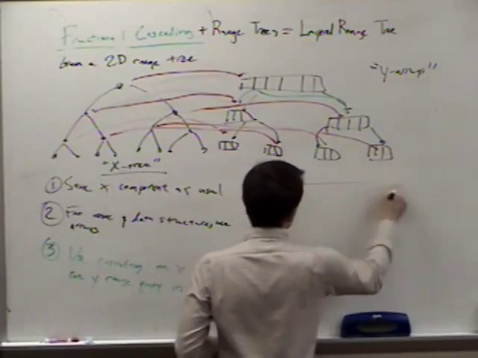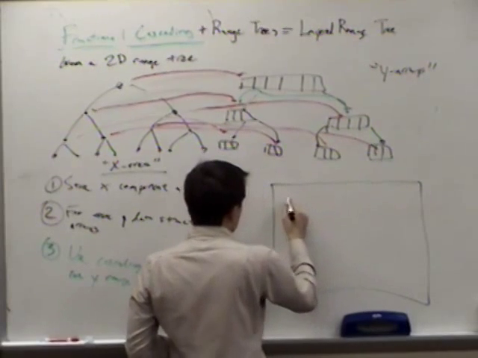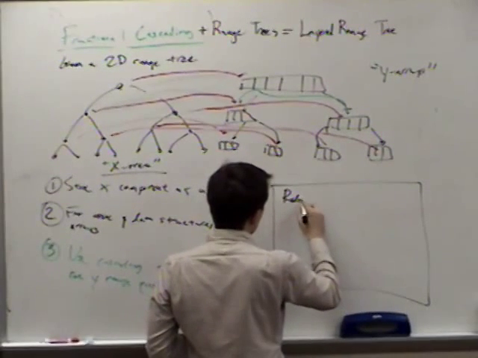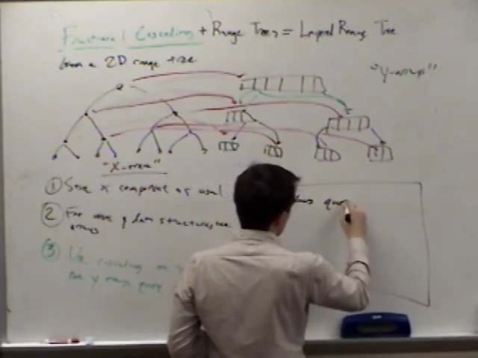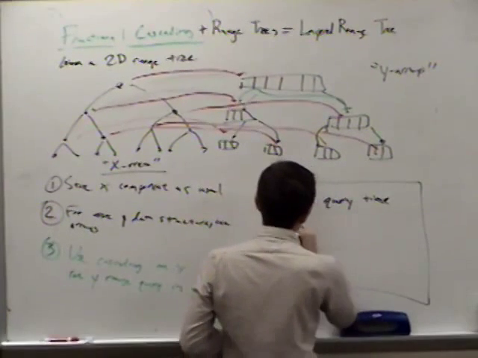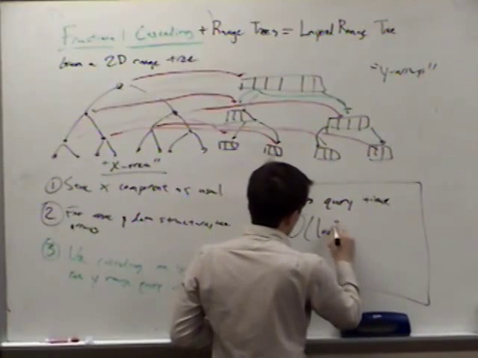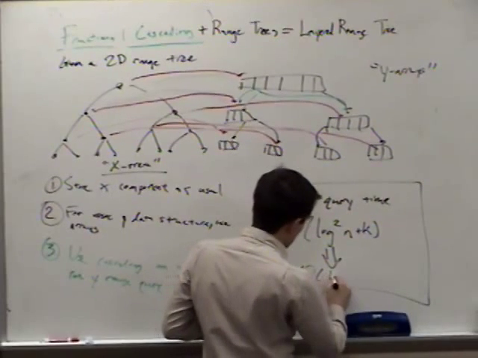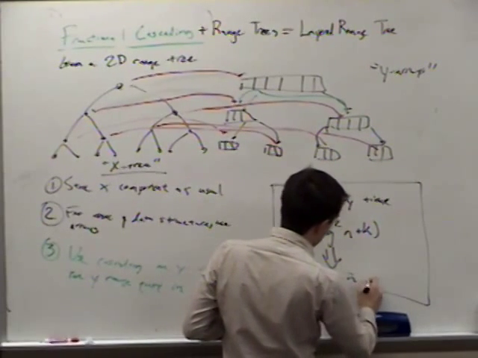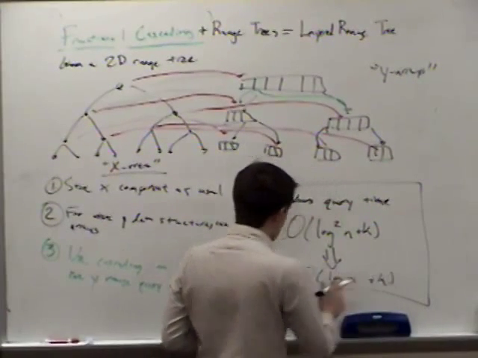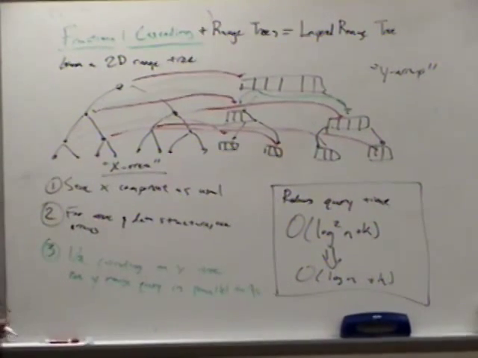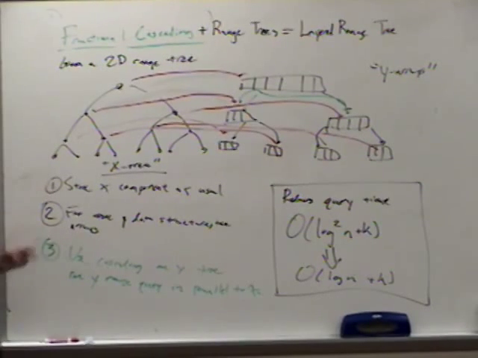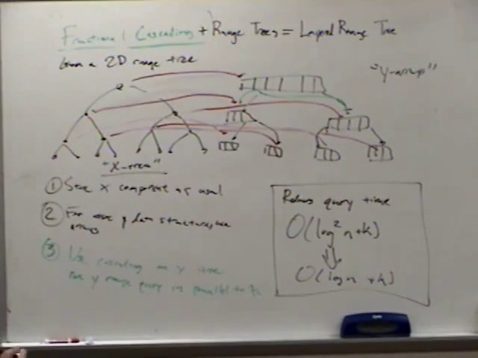So this reduces query time. We go from order log squared n plus k to order log n plus k, which is actually really good. That's a very big speedup in practice. And so if you want to do 2D range searching as fast as possible, this is pretty much the best-in-breed data structure for solving this type of problem, both in theory and in practice.